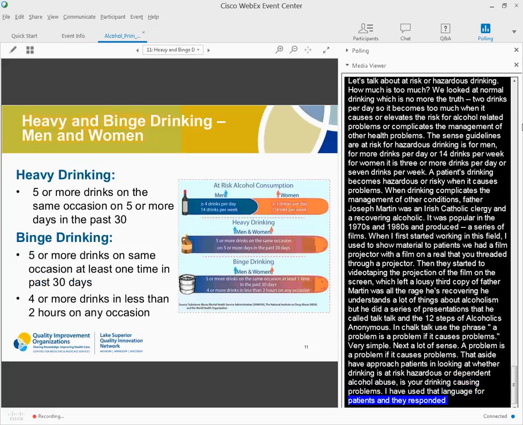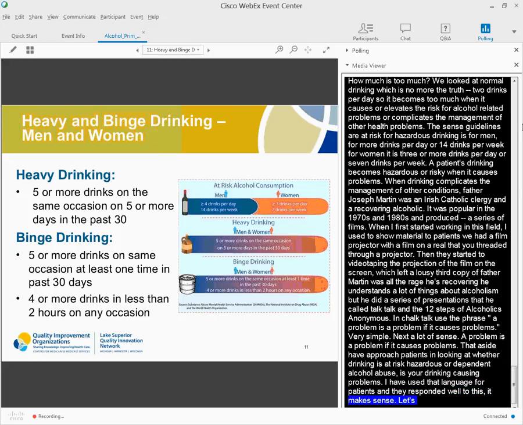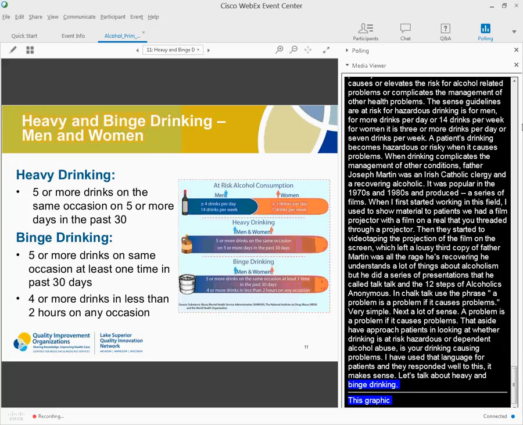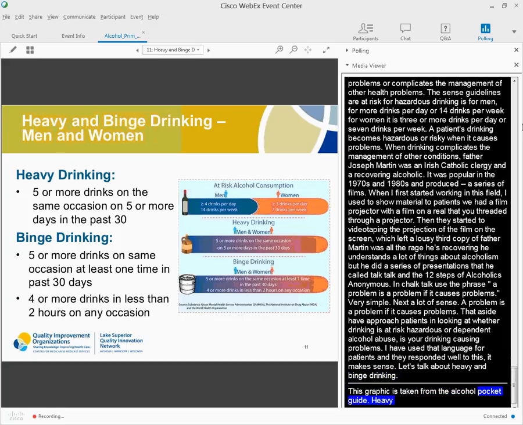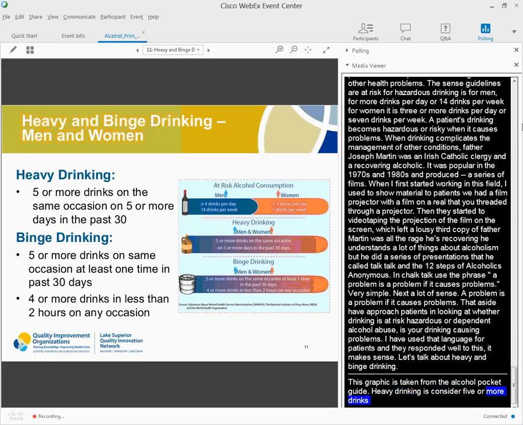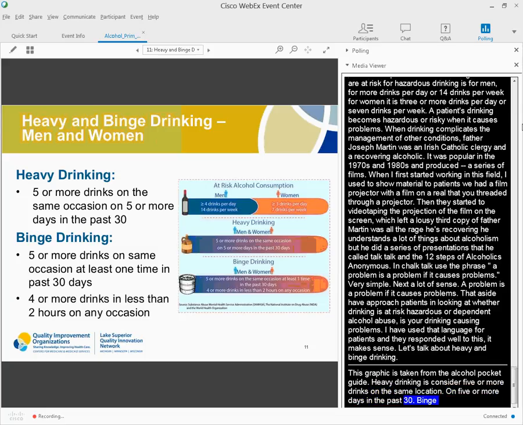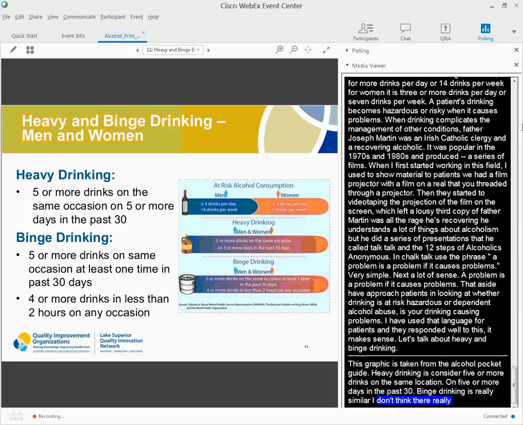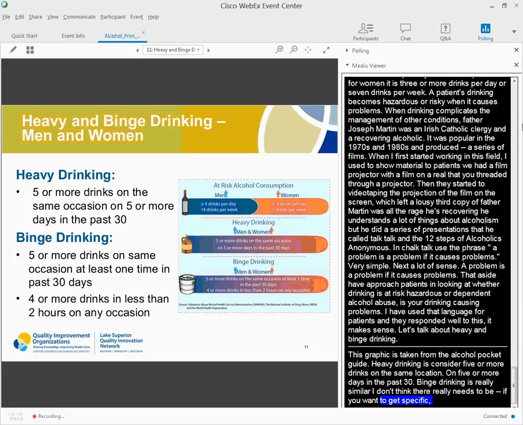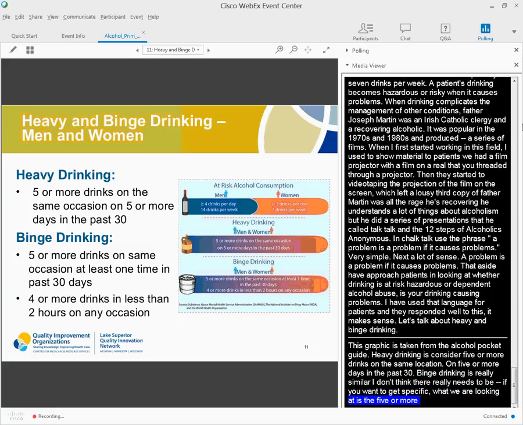So to finish this out, let's talk about heavy and binge drinking in men and women. And again, the graphic on the right of the slide is taken from our alcohol pocket guide. So heavy drinking is considered 5 or more drinks on the same occasion. So you're drinking 5 or more drinks, doesn't matter how long that occasion is, on 5 or more days in the past 30. Okay? And binge drinking is really similar. If you want to get specific about it, really what we're looking at is the 5 or more drinks on the same occasion. And then the binge drinking includes 4 or more drinks in less than 2 hours.